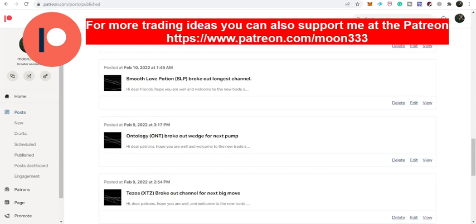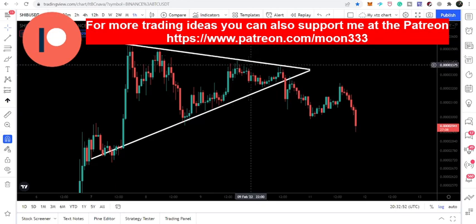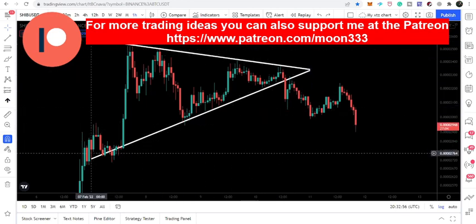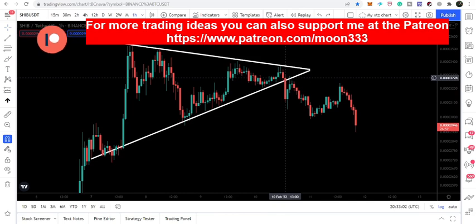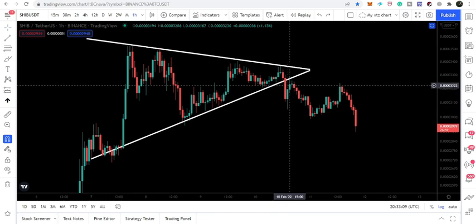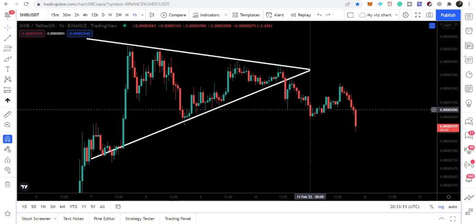So let's start the analysis. First of all, let me show you this 1 hourly time frame chart. And here we can see that the price line was moving in this symmetrical triangle since after 7th of Feb, and here the price line broke down this triangle yesterday, and after breaking down this triangle it moved up, retested the previous support of the triangle as a resistance, and moved more down.